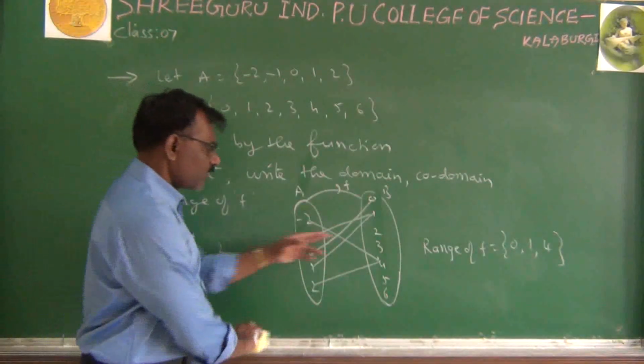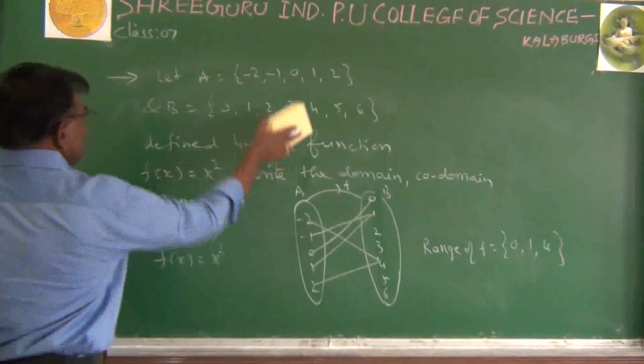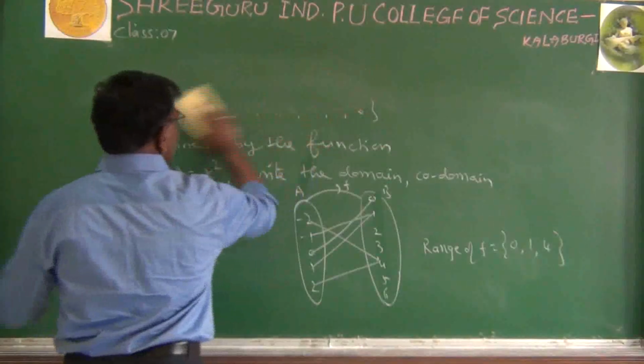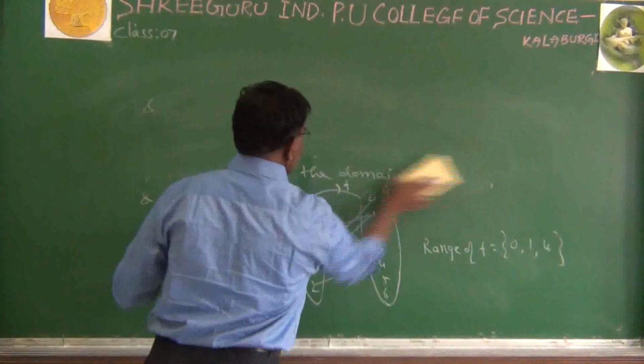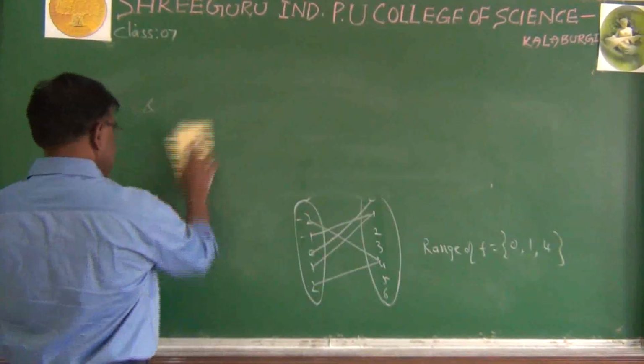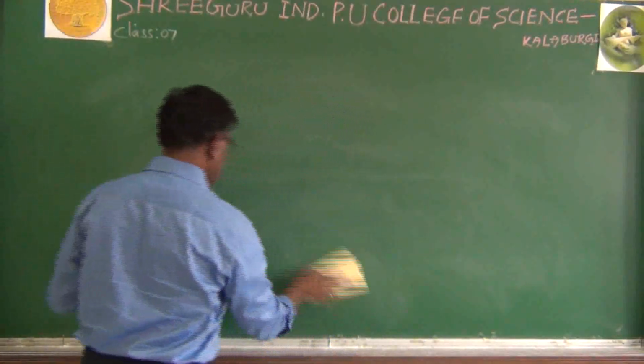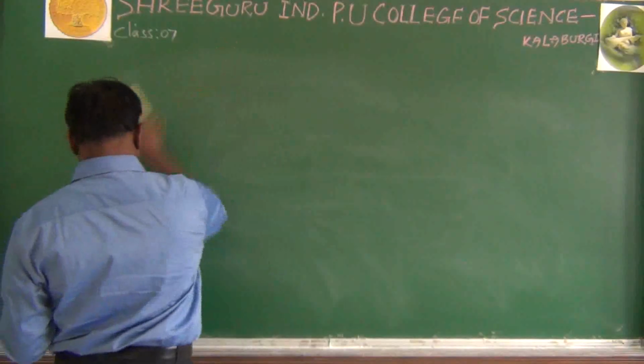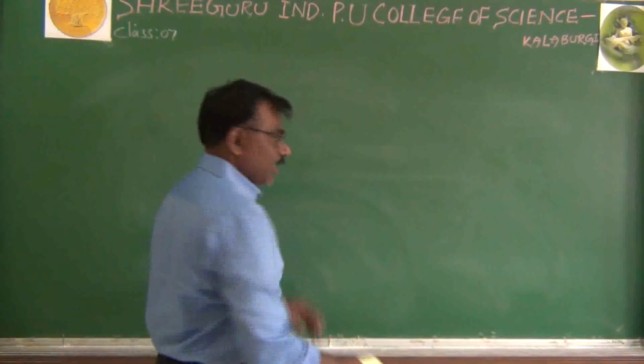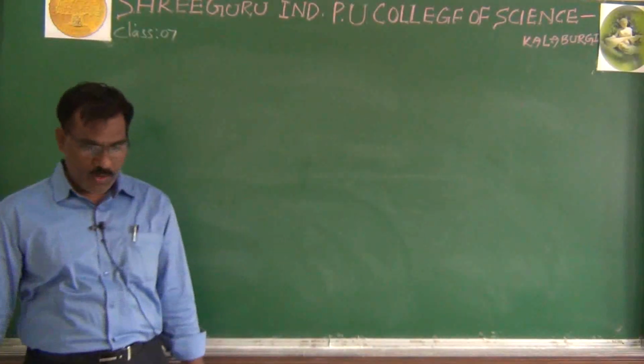There is no 2, 3, 5, 6. So 0, 1, 4 is called the range. I am substituting only the set A: minus 2, minus 1, 0, 1, 2.